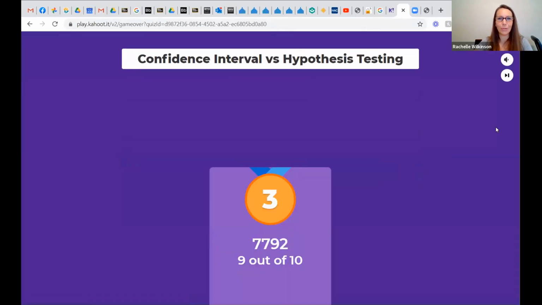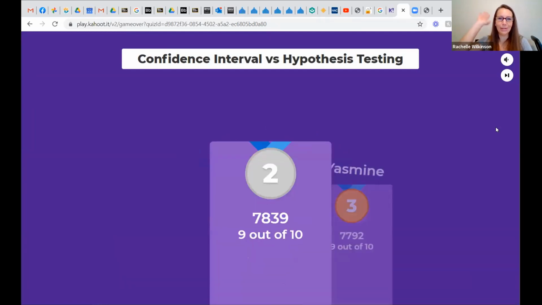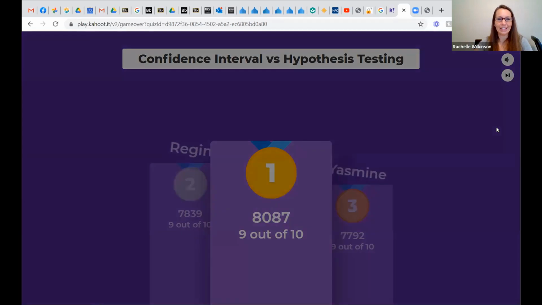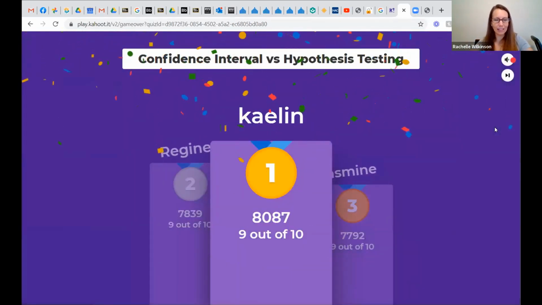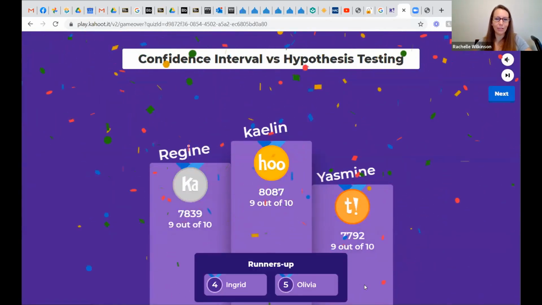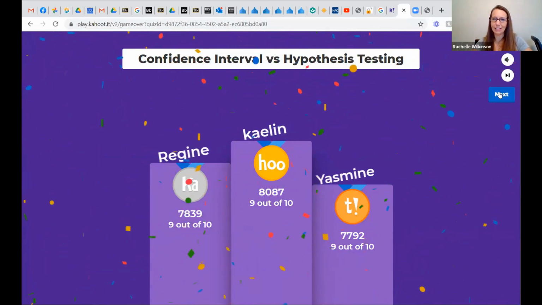So let's see how our leaderboard ended. Third place, Yasmin, woohoo! Second place, Jean, nice. And winner with the fastest fingers in the class, Kaylin. Runners up, Ingrid and Olivia. Good job, guys. That was fun.